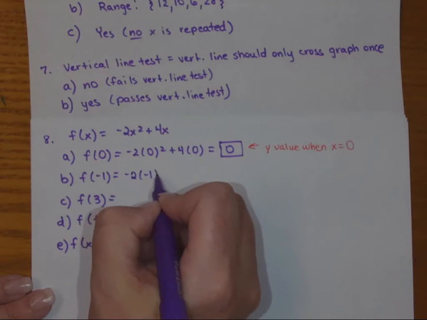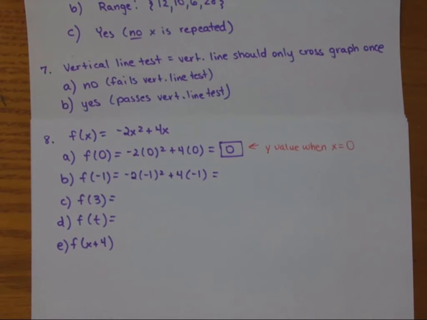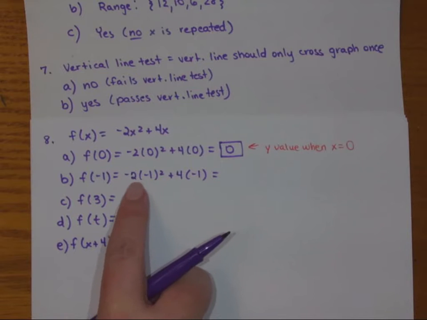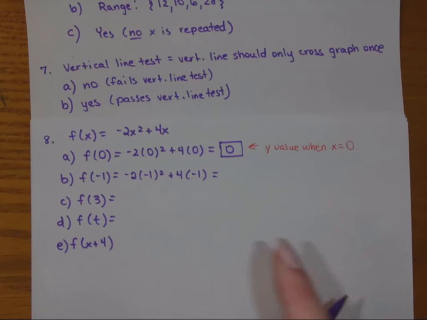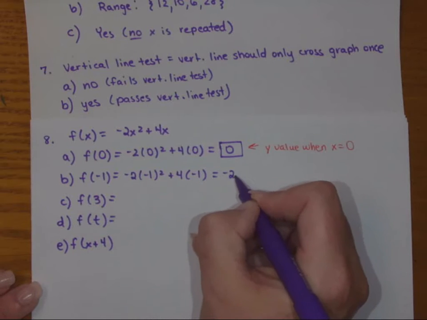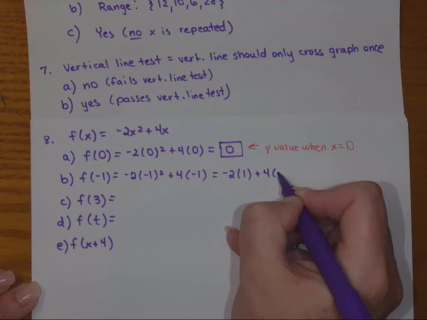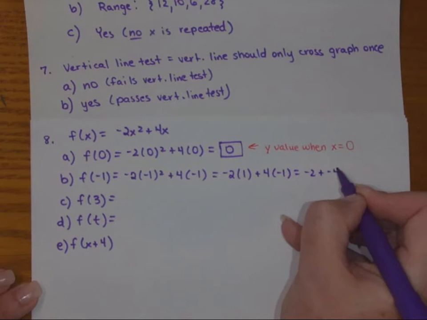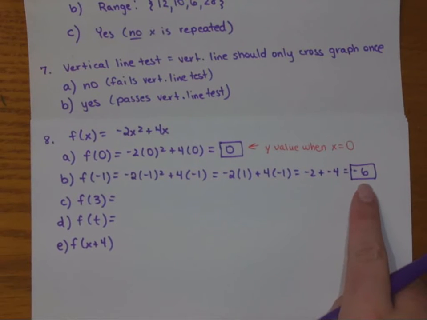Plug in a negative number. It's a good rule of thumb to plug in negative numbers inside parentheses, because you need to make sure that you do exponents before you try to multiply the negative 2 times the negative 1. You should actually be doing the negative 1 squared, and negative 1 squared is a positive 1. And then you can go through and multiply, right? So I get negative 2 plus negative 4, which is negative 6. So remember, that means this is the y value when x is negative 1.